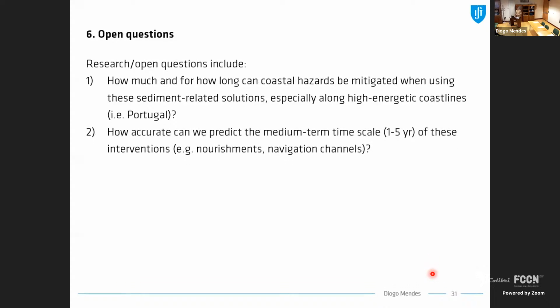Then, how accurately can we predict the medium-term time scale, so between 1 and 5 years, of these interventions? So, for example, nourishments and navigation channels. This time scale is very difficult to predict by morphodynamic models unless we use some very simplified models. So the question here is to look at more process-based models and how we can change them to get this medium-term time scale.